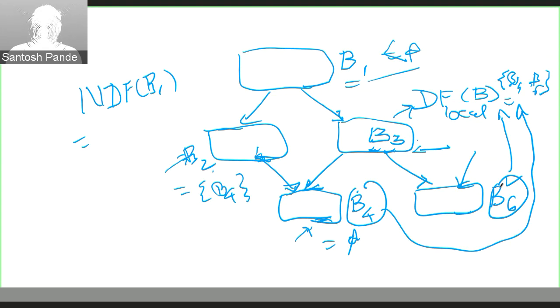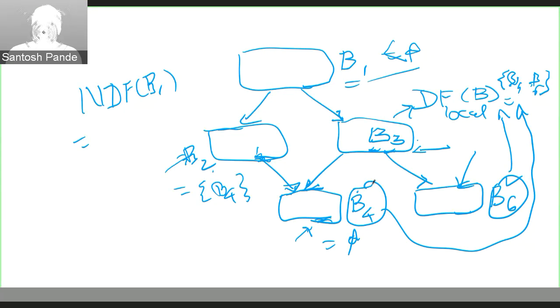However, you can see that B6, as far as it is concerned, is in the non-local dominance frontier of B1. Why? Because B6 is not dominated by B1. Although B4 is dominated and therefore cannot be included, what I'm doing is I'm looking at the dominance frontier of a node which I dominate, like B3. And it has two pieces in it, B4 and B6. And I individually look at each one of them and check if I dominate those or not.